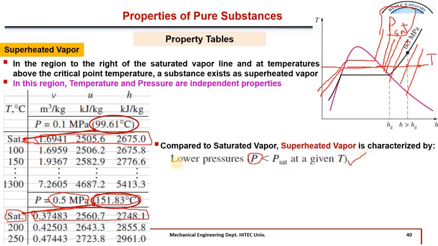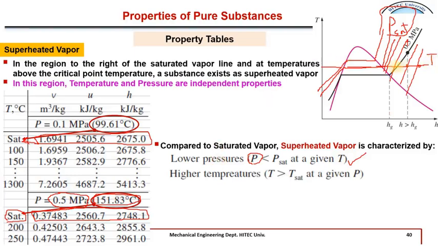So it means you can say that the condition of a substance will be a superheated vapor if pressure is lower than P sat. All these are superheated points, and all these pressures are lower than P sat for that given T. That's how you interpret it. So the second characteristic of superheated vapor is that temperature is greater than T sat.